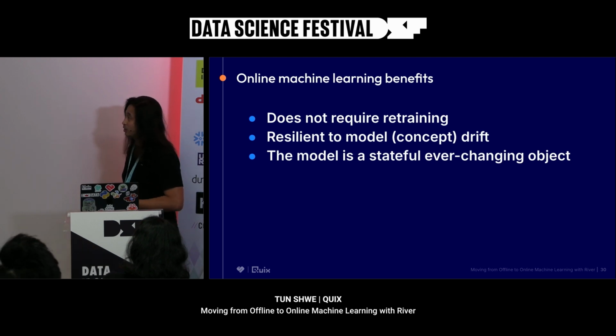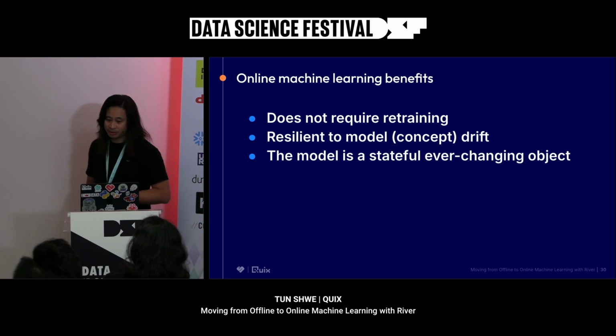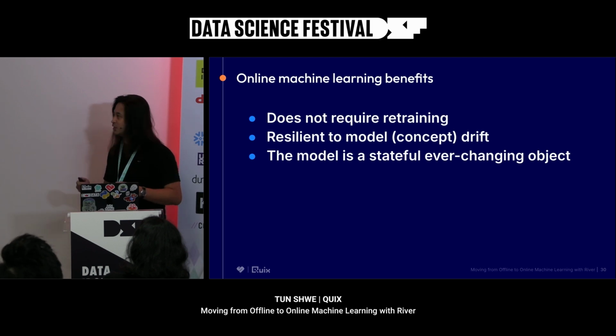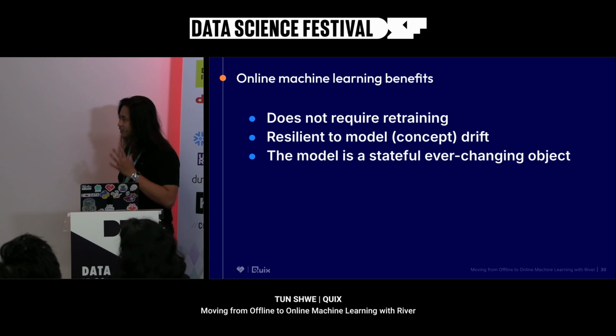It's resilient to model, or in this case, concept drift. Concept drift is when the underlying distribution in the data changes over time. So the changes are in the relationship between the features and the target variable, which means that there's a degradation in the predictive power. It's immune to that because as it's looking at a single data point at a time, it can just figure out things are changing and adjust the weights accordingly.